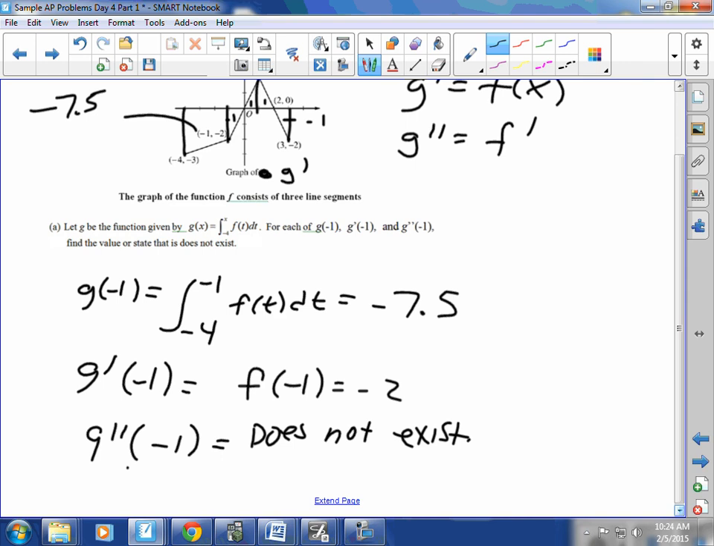So again, I think we probably just earned the first 5 points in that question. Finding these 3 values and locating the inflection point and explaining the inflection point probably gets you 5.